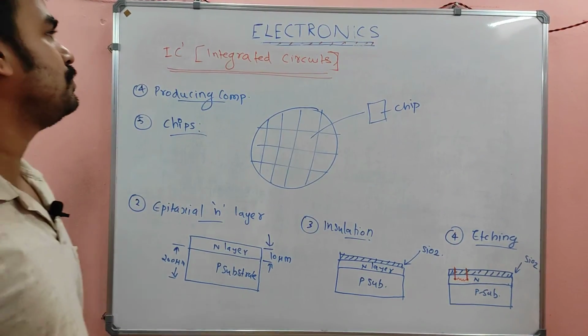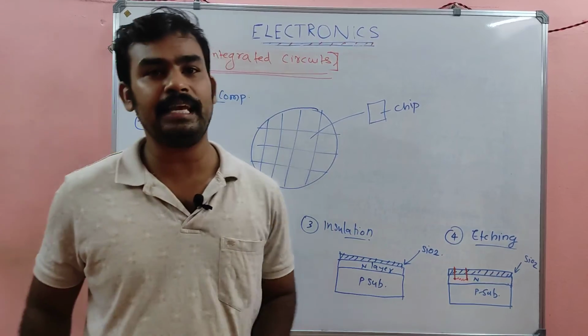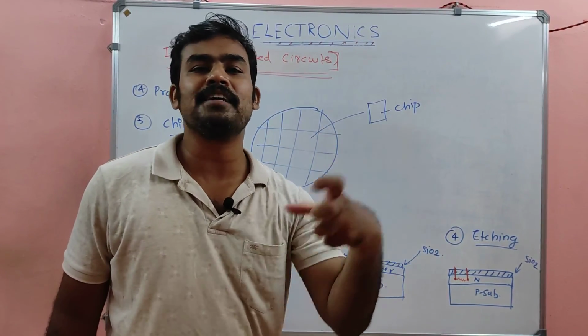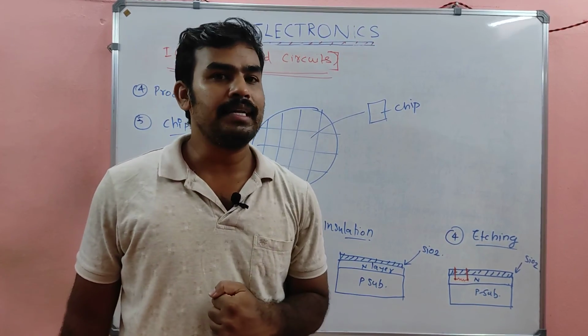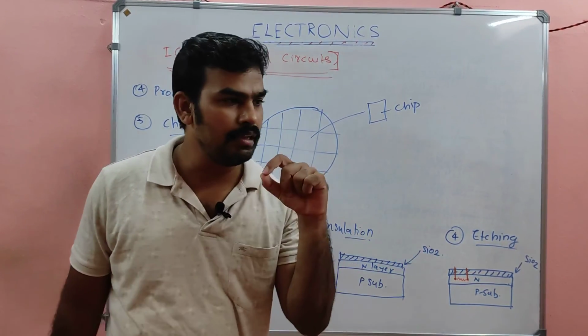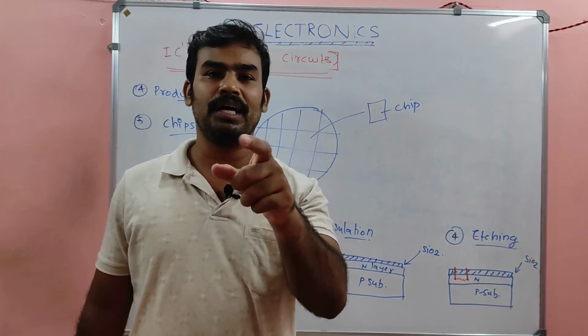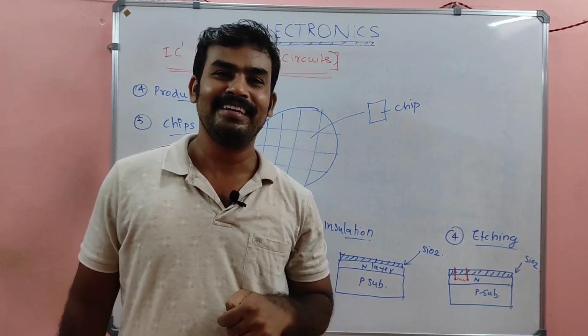So those are the steps involved in the production of an IC. In the next class we will discuss how we can integrate components. You may have a doubt: how can we introduce a resistor there? How can we introduce diodes there? We will clear that in the next classes.